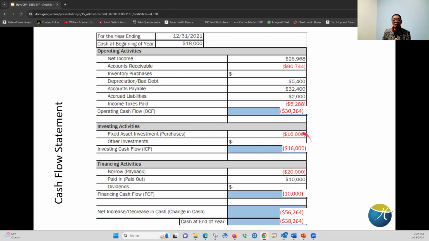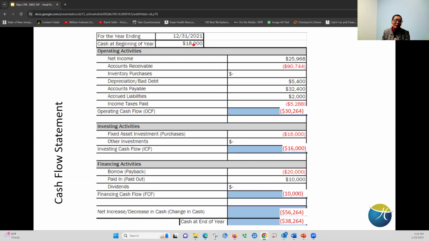So when you look at this number, when you have a negative here, that means it's an outflow. What that means is we're spending money. So this business invested money in maybe purchasing a new vehicle or some equipment for their business. So they spent 16,000, and then they paid back a loan. They paid back 20,000, but then they also borrowed, or somebody invested in them, 10,000. So that was a net financing outflow of 10,000. When you net all three types of activity together, they had a decrease in cash of $56,000.